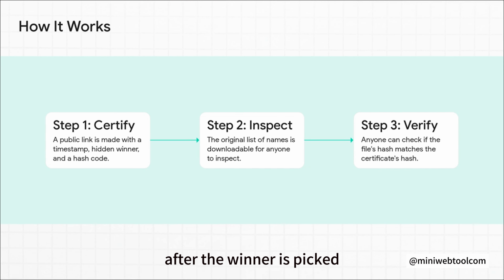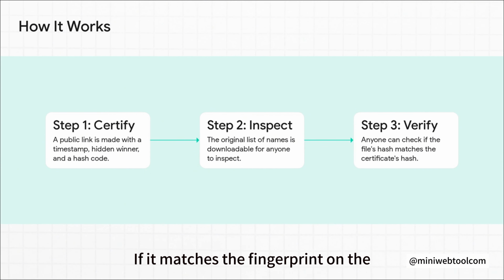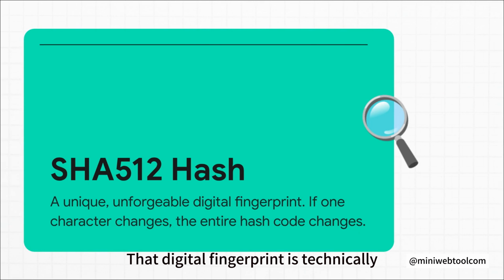Step 1. After the winner is picked, the server creates a public certificate. It has the winner's name, a timestamp, and this unique code, like a digital fingerprint. Step 2. The organizer makes the original list of names available for anyone to download and look at. And here's the magic. Step 3. Anyone, and I mean anyone, can take that downloaded list and use a tool to generate its digital fingerprint. If it matches the fingerprint on the official certificate, you have absolute proof that the list is authentic and wasn't tampered with. That digital fingerprint is technically called a SHA-512 hash.